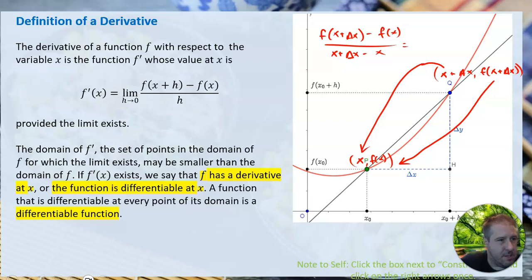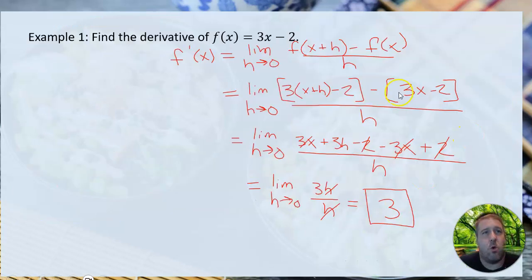All right, so as I switch to the next question, we've got f of x equals 3x minus 2. We're going to use the limit definition of a derivative in order to solve this. We're going to plug x plus h right here in for this x, and that gives us this.